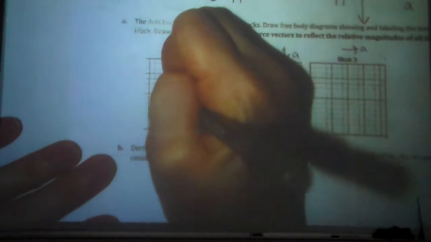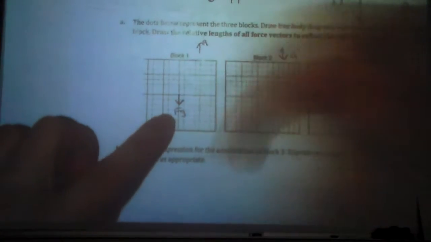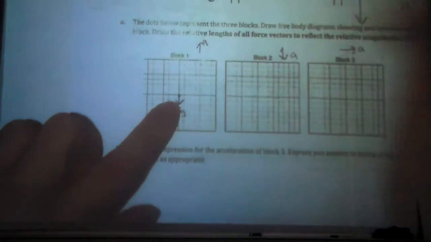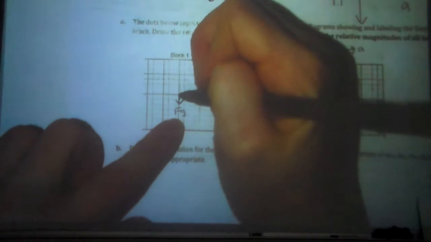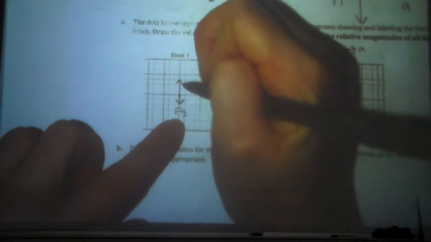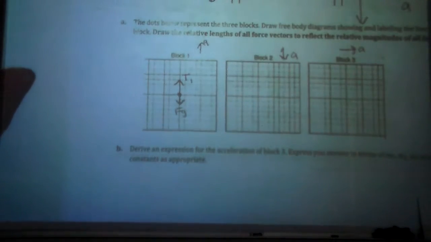Let's start with our free body diagram on block 1. It has the smallest mass, so I'm just going to make it a small force of gravity, Fg. And then I'm going to make the tension T1 greater than that. I have the gravity force as 2, so I need to make the tension force just a little bit bigger, T1. So I made that 3 units long.